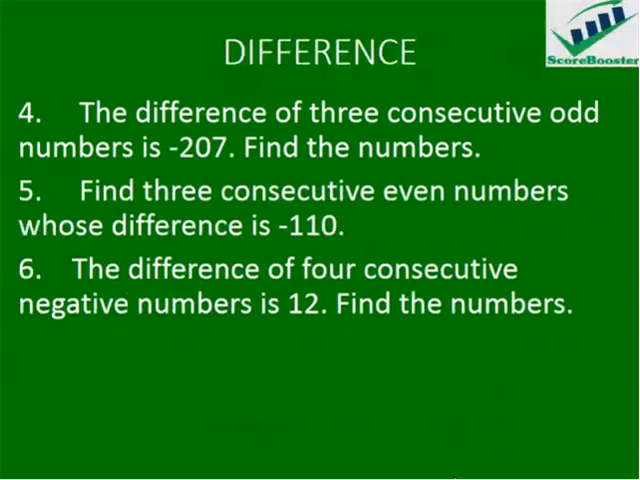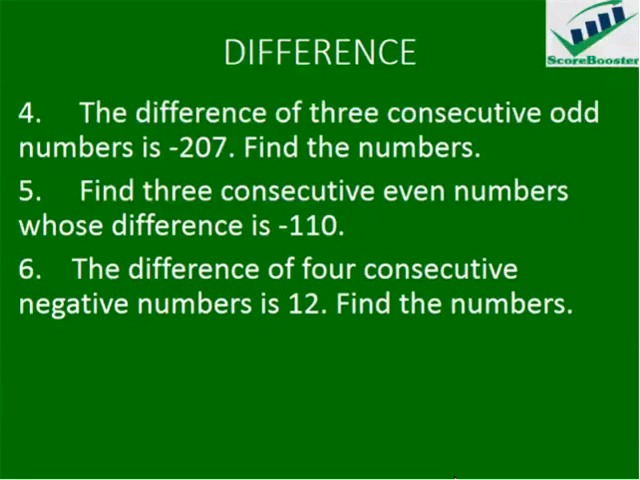So the same thing applies to the three consecutive odd numbers whose difference gives minus 207. We look for the numbers. The consecutive even numbers whose difference gives minus 110, and the four consecutive negative numbers whose difference gives 12. So we find those numbers.